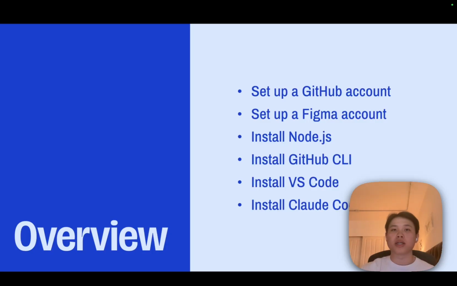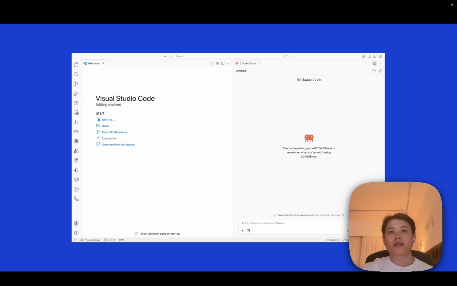Today we're going to set up a GitHub account, set up a Figma account, install Node.js, install GitHub CLI, install VS Code, and install Claude Code. I know it seems like a lot, but you only have to do this once and you're done. And at the end of the video, you will have your environment fully set up, ready to build like this.